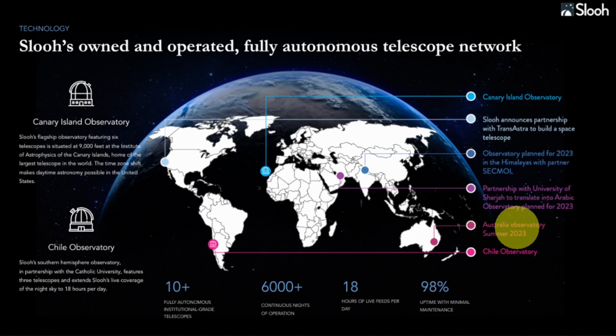So here is the telescope site of the Slooh telescope. They have telescopes in Chile, in the Canary Islands, and Australia, and they also have mobile telescopes to move around for events like eclipses.